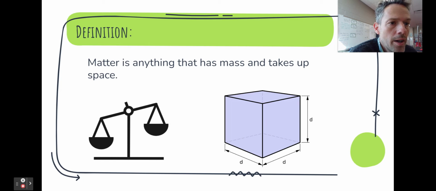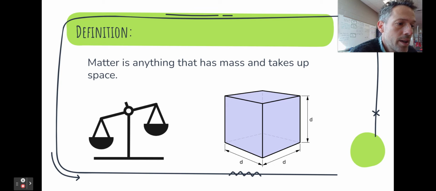So, first off, matter is anything in our universe that has mass and takes up space. Mass is a unit, a measurement that we use to describe how much matter there is. A lot of times we measure mass in a unit called grams. It's a very similar measurement to weight, which is why you have an image of a scale here.